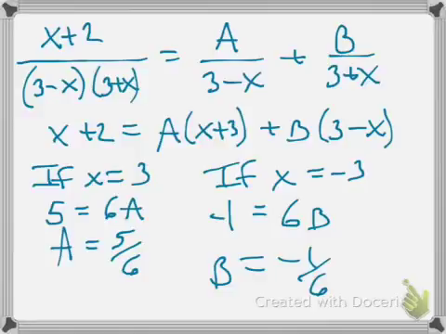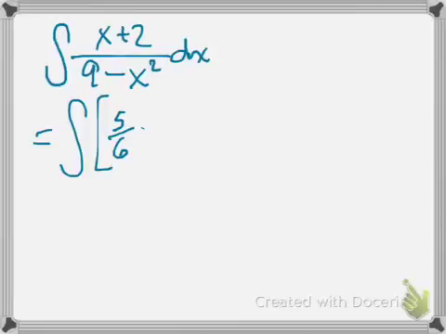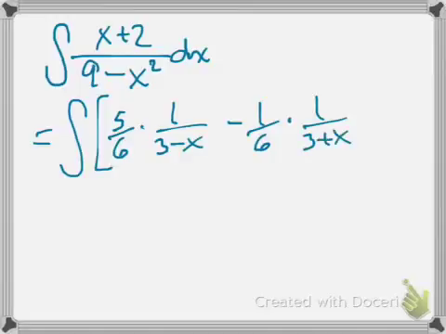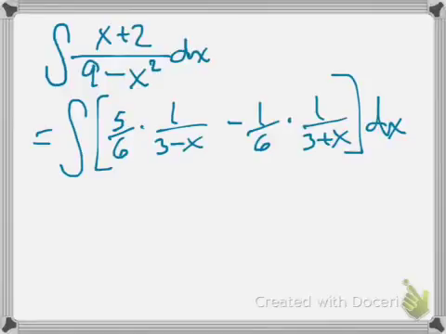So 5/6 goes with the denominator 3 minus x. So when I rewrite this, I'm going to have 5/6 times 1 over the denominator 3 minus x, and then -1/6 times 1 over 3 plus x, or x plus 3. Now I'm switching them back and forth. I'm just going to double check to make sure I didn't screw that up. And minus x, okay, so that looks good.